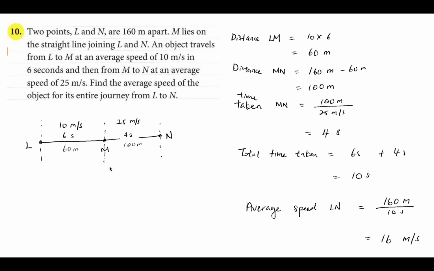The question wants us to find the average speed for the entire journey. So we must always remember that the average speed is calculated in this manner: the total distance divided by the total time taken. So the total distance we already know is 160 meters. Now what we need is the total time taken. So the total time taken is 6 seconds plus 4 seconds, which gives us 10 seconds. Therefore, the average speed will be 160 meters divided by 10 seconds, 16 meters per second.